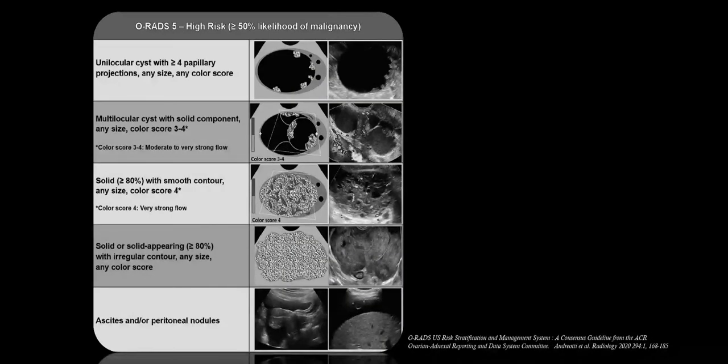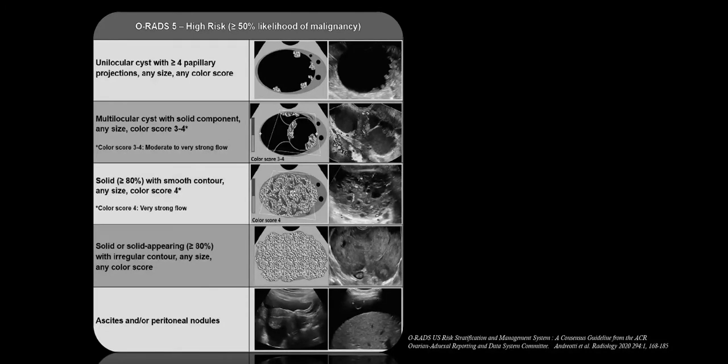Solid appearing lesion, if it had color score of 0 to 1, that is practically no vascularity, was in category 3. When it is having mild to moderate vascularity, it falls into category 4, and this can also be of any size. Next comes O-RADS 5, which is high risk, that is greater than 50% likelihood of malignancy.